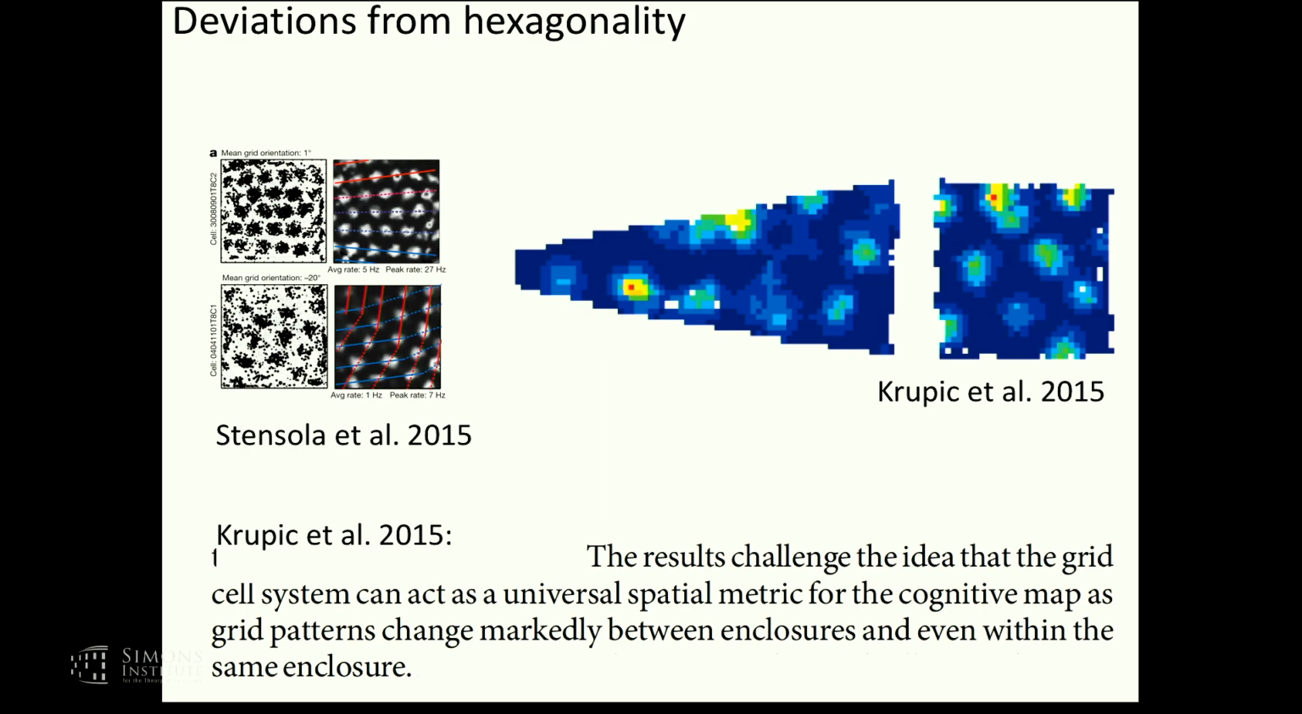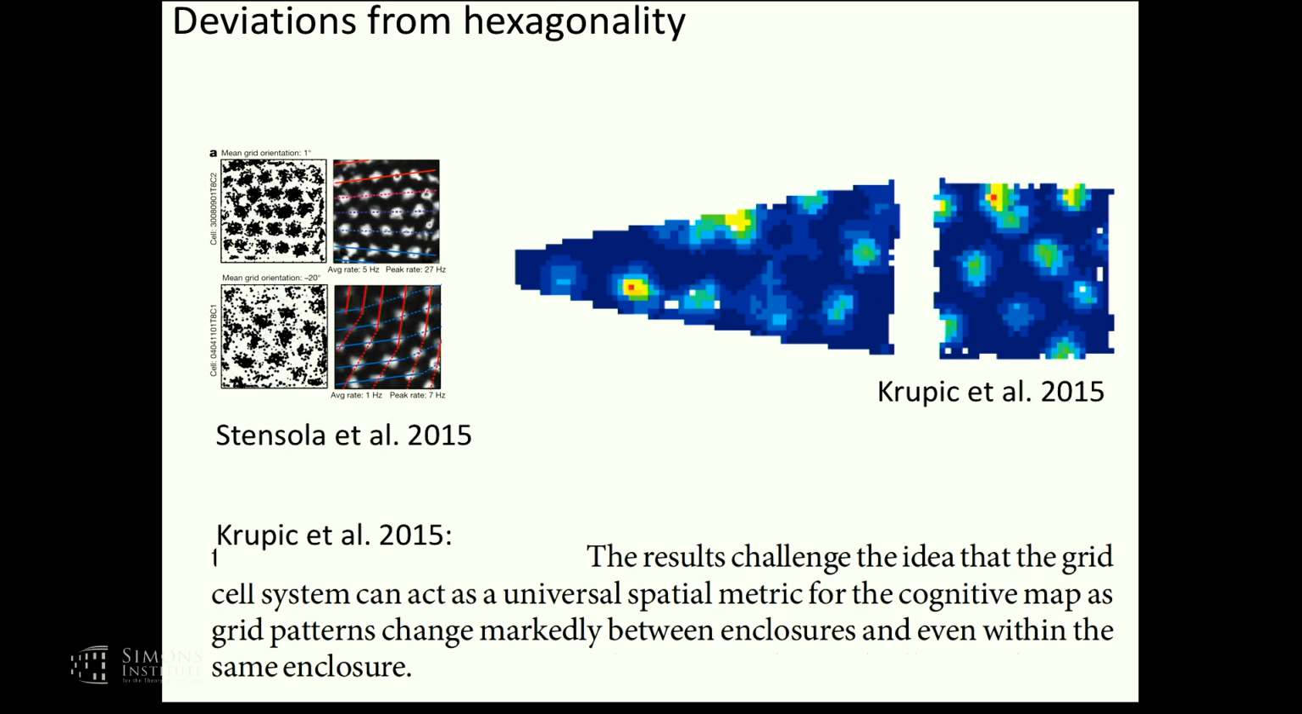So finally, I come to stuff that is not our work, but that gives a certain twist to this very simple story I presented to you. Namely that the grid patterns are not always beautiful. They are not always beautifully hexagonal, as you can see here from the data from Stensola, where clearly there are some deformations, and even stronger in a paper from Julia Kupic et al.